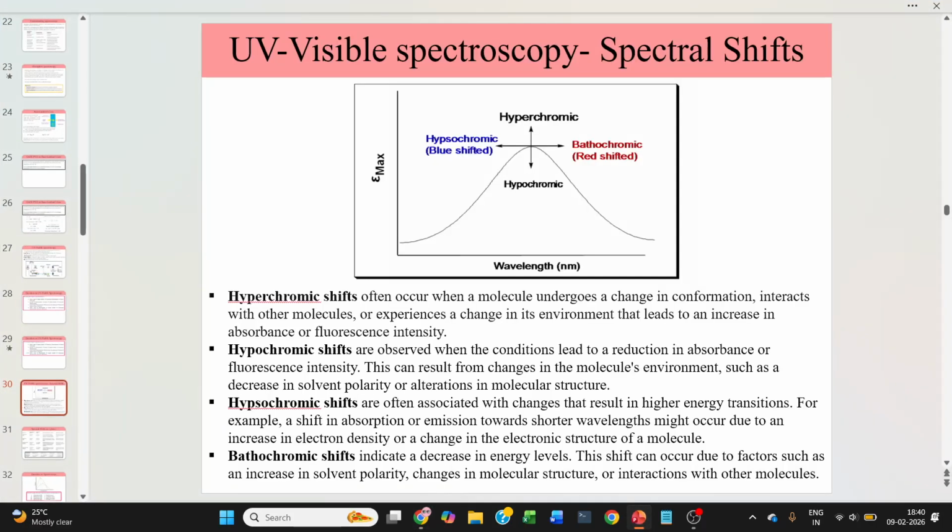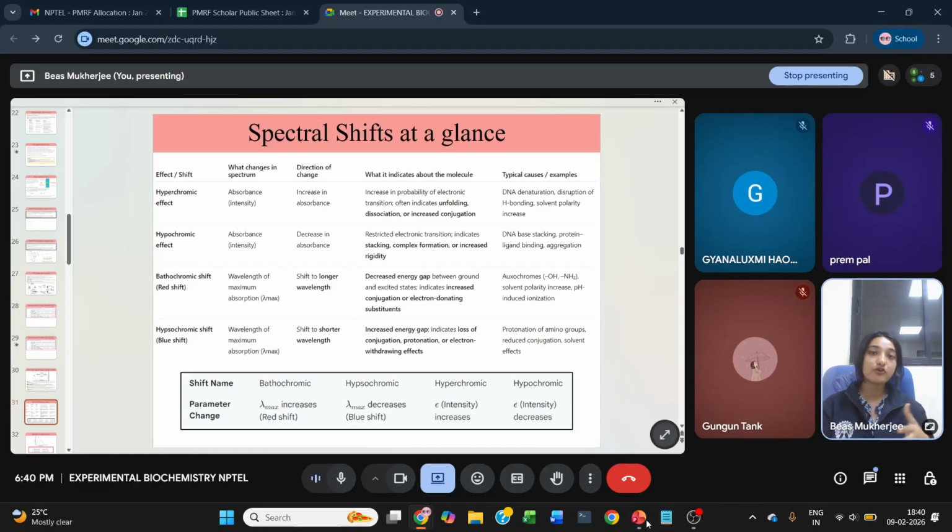Okay. Now all these shifts are given to you in the form of a table. See, the different names are given. For the parameter change, in case of bathochromic shift, lambda max increases. That is the maximum wavelength of absorption. It is the central highest point in the curve. So that is red shift. Hypsochromic is actually blue shift, so lambda max decreases. For hyperchromic, intensity increases, so epsilon increases, and for hypochromic, epsilon decreases, intensity decreases, keeping the concentration the same.